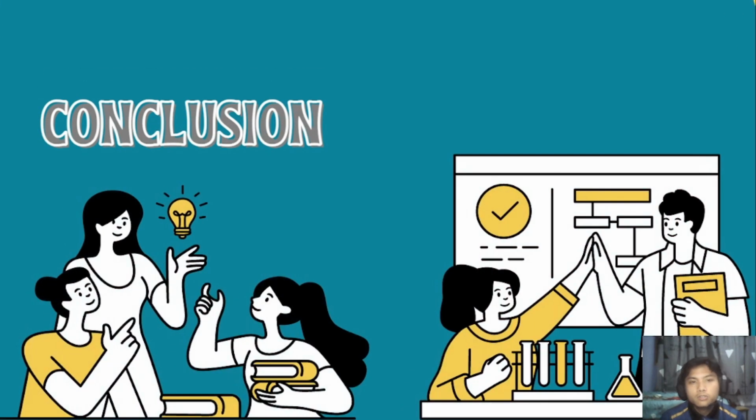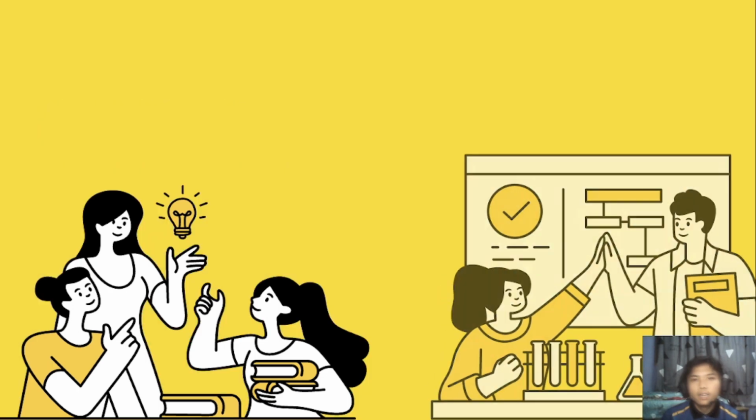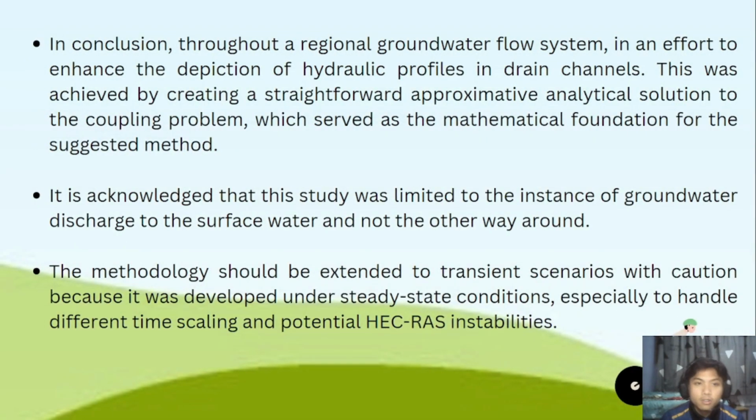I will continue to present the conclusion of our HEC-RAS project. In conclusion, through our original groundwater flow system, in an effort to enhance the depiction of the hydrological profile in the drain channel, we as engineers achieved this by creating a straightforward, approximate analytical solution to the coupling problem, which served as the mathematical foundation for the suggested method.